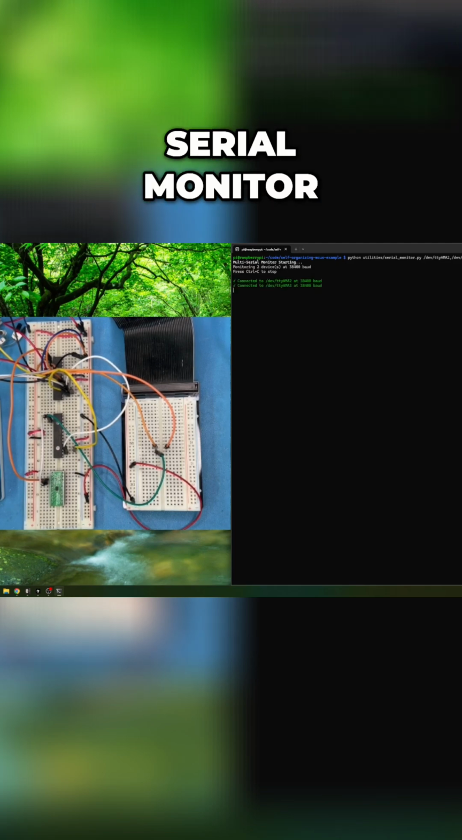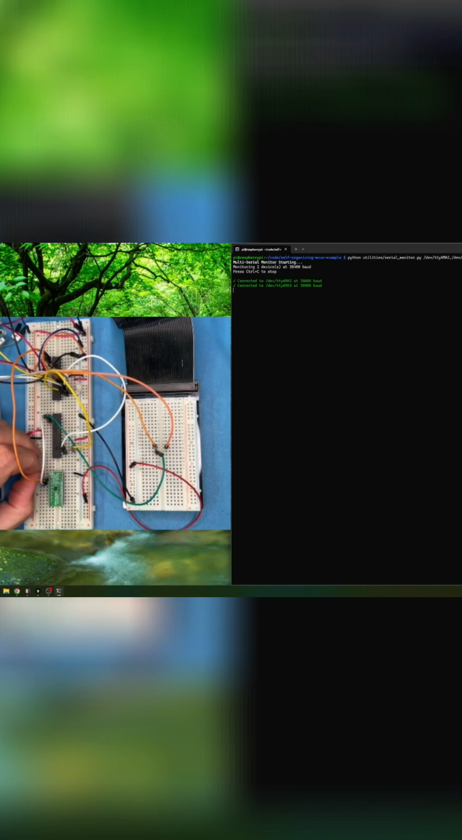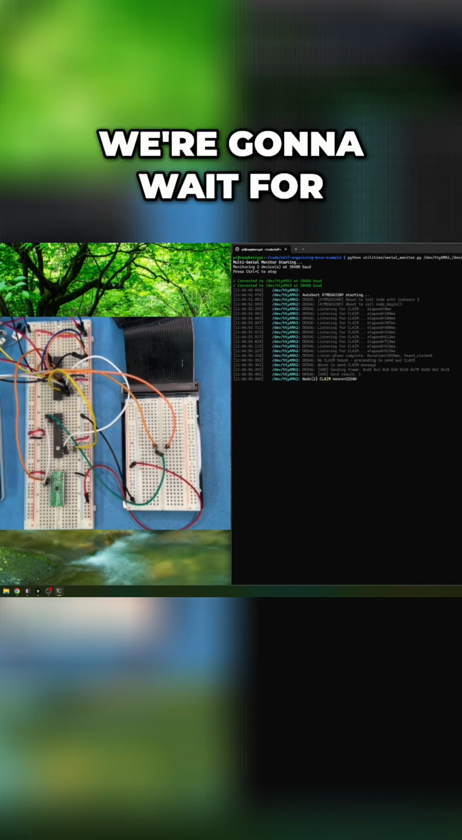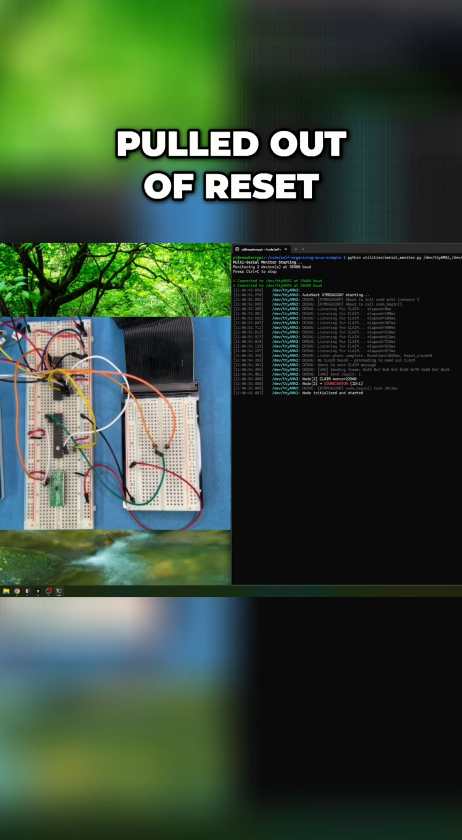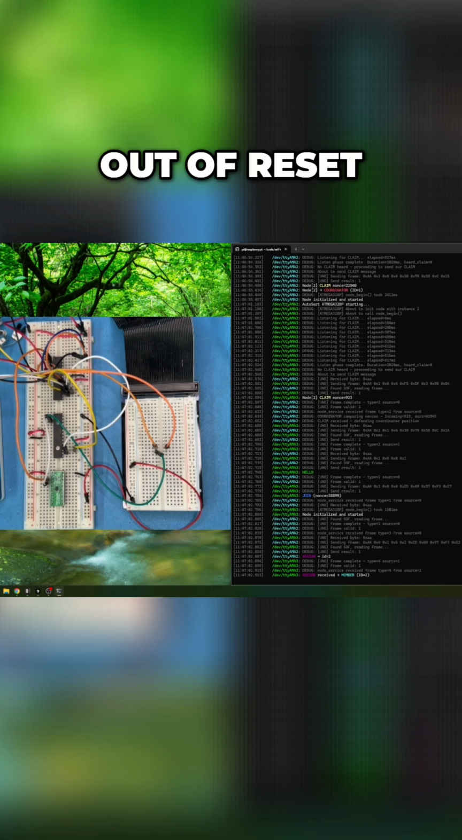So first I'm going to listen on the serial monitor, and then I'm going to enable the chip by putting on VDD. And you can see the first device is powering up. We're going to wait for that total of 10 seconds. And then the second device is going to be pulled out of reset, which is the ATmega 328P. And here you see the second one pulling out of reset.